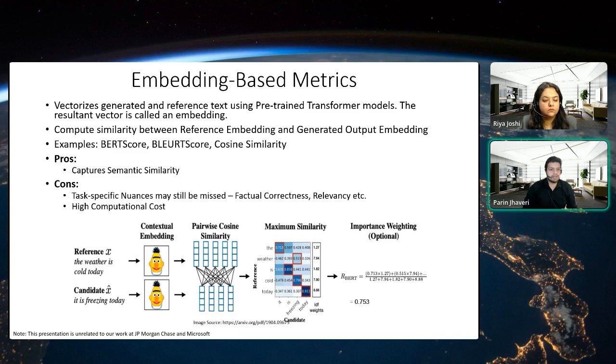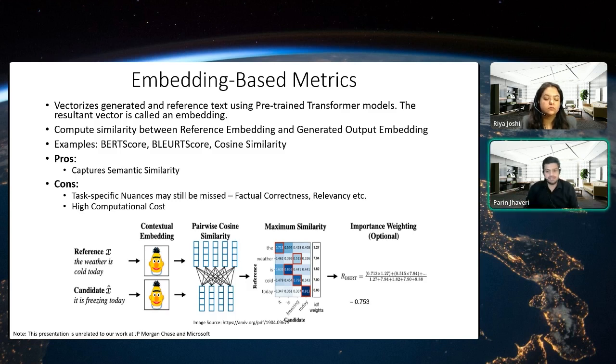This brings us to embedding-based metrics. Metrics in this bucket generally vectorize the reference text and the output from the model separately. These vectors are called text embeddings, and they are the mathematical representations of that body of text. We then compute the similarity of these vectors, that is, the reference vector and the generated output vector. Examples of embedding-based metrics are BERTScore, BLEURT score, and cosine similarity. These metrics enable us to measure the semantic similarity between two bodies of text.